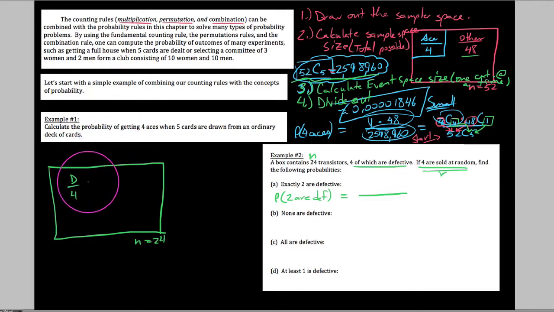Transistors. We say 4 are defective. So here are my 4 defective ones, and the ones that work would be the other 20. Okay, so now that we've got this, how many possible ways exist in the first place to get 4 transistors from 24 transistors?